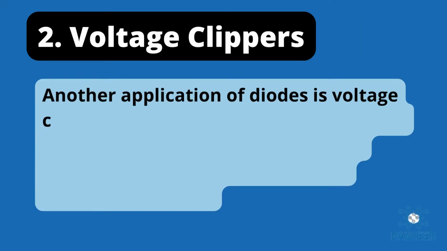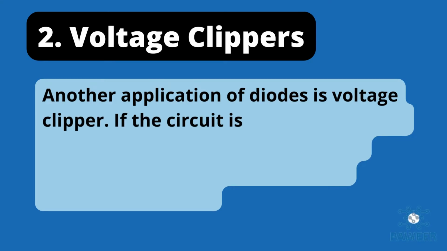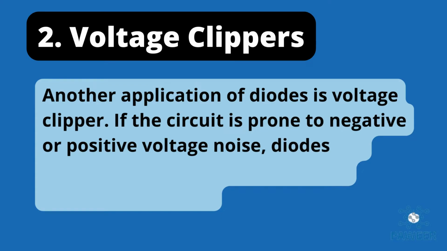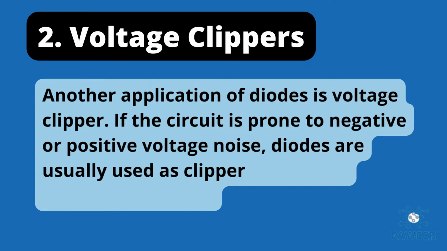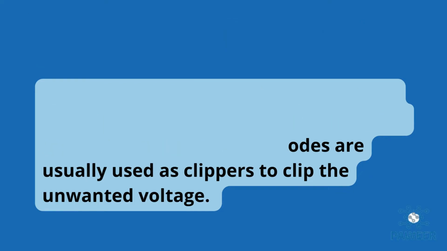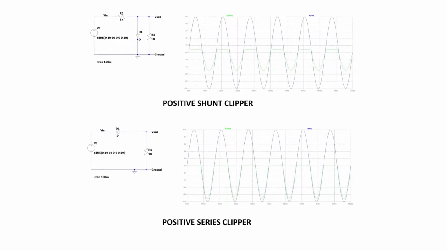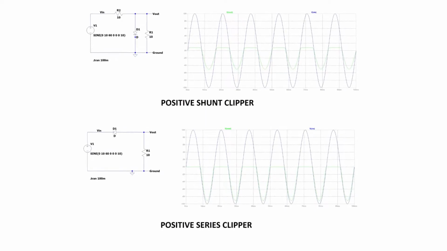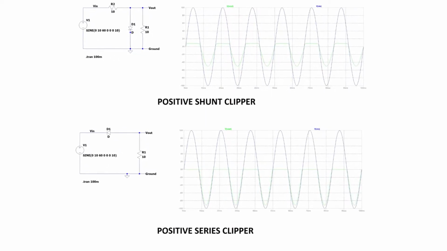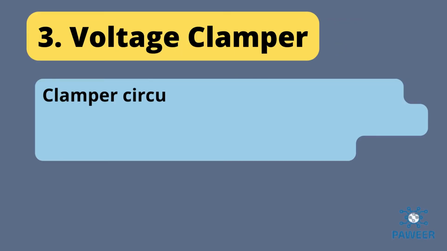Second is clipping circuits. Another application of diodes is voltage clipper. If the circuit is prone to negative or positive voltage noise, diodes are usually used as clippers to clip the unwanted voltage. There are two types of clippers. Number 1 is the positive shunt clipper. Number 2 is the positive series clipper.